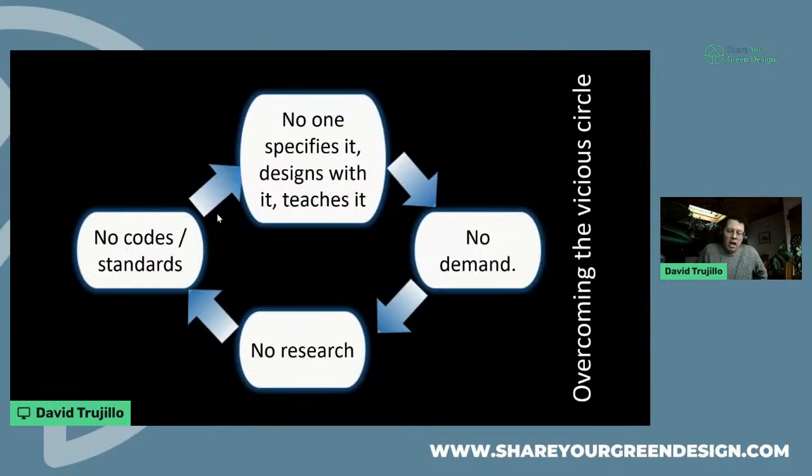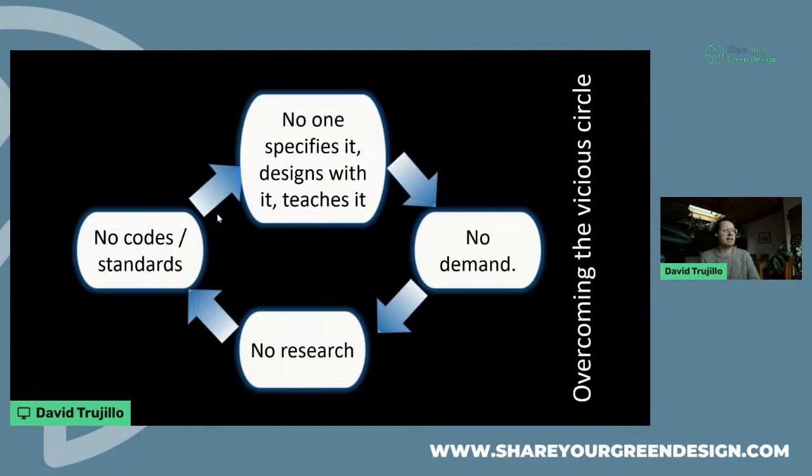Okay. I flew through that section because I wanted to set the context of how we can build with bamboo. The problem is, how can we use more of it? So we know we have this material that is strong, that has many qualities from the environmental point of view. So how can we get more people to use it?